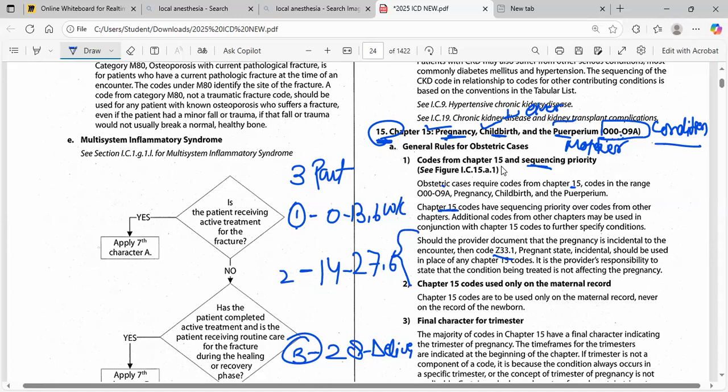Now let's move to the other guideline, chapter 15. As we already know, we have to use chapter 15 codes only on the maternal records.